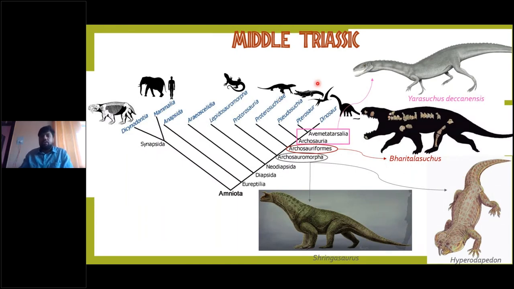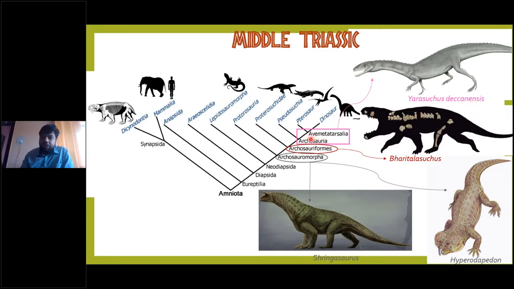Evidence of dinosaur-related lineages from India, from the Middle Triassic, is very abundant. There is Stenaulorhynchus described from India, which is a very distant relative of dinosaurs and other archosaurs. This belongs to the Archosauromorpha lineage. This also includes Rhynchosaurs. And then a very recently described archosauriform from India is Bharitalasaurus. And from the mid-Triassic, there is an interesting fossil, Yarasuchus deccanensis, also known.